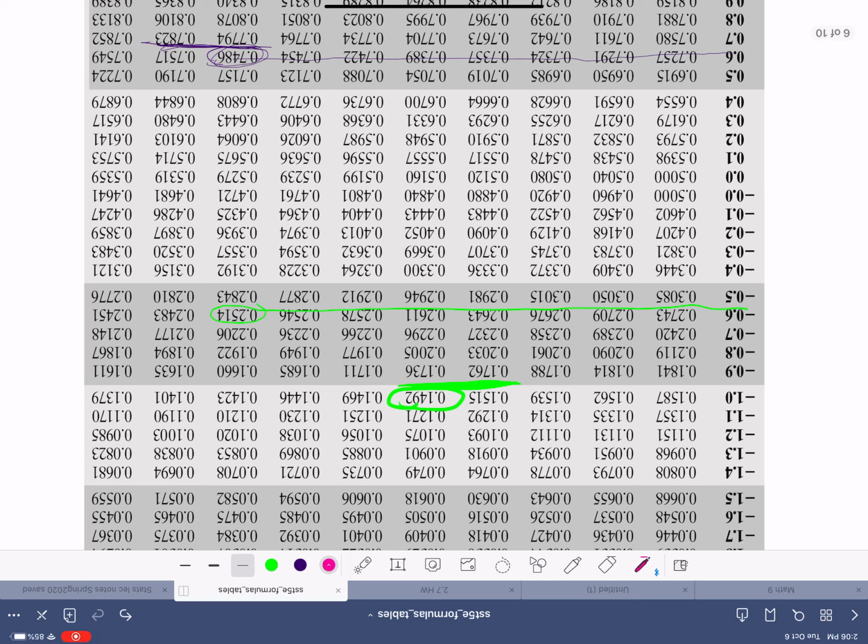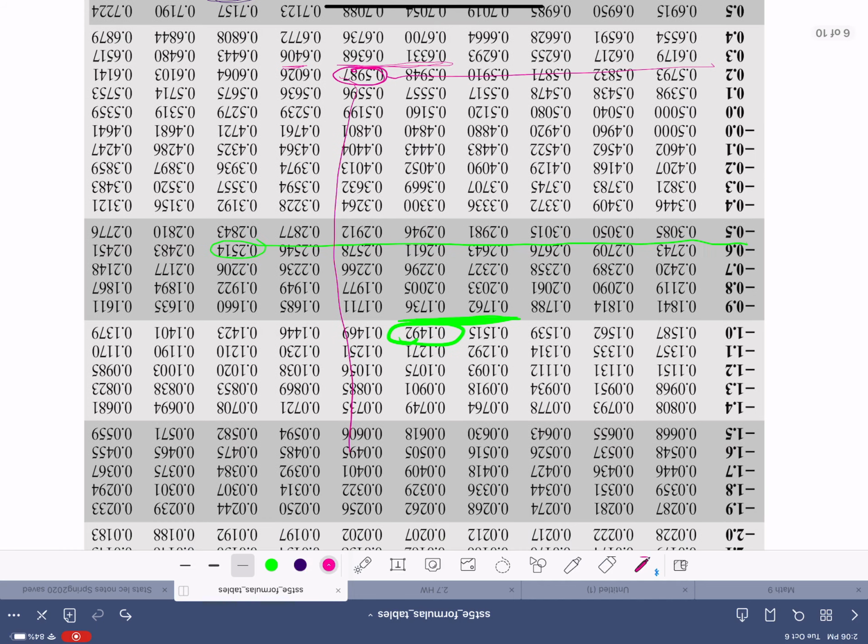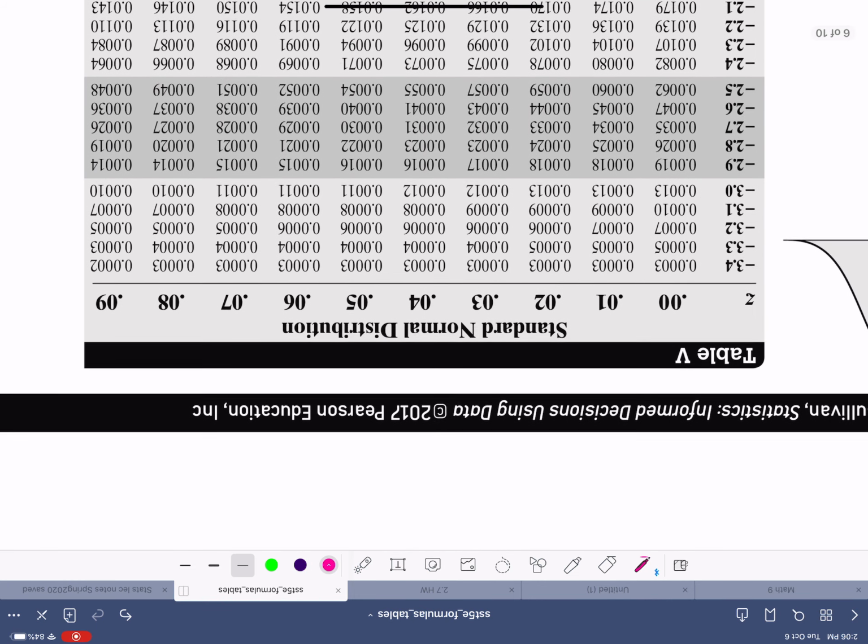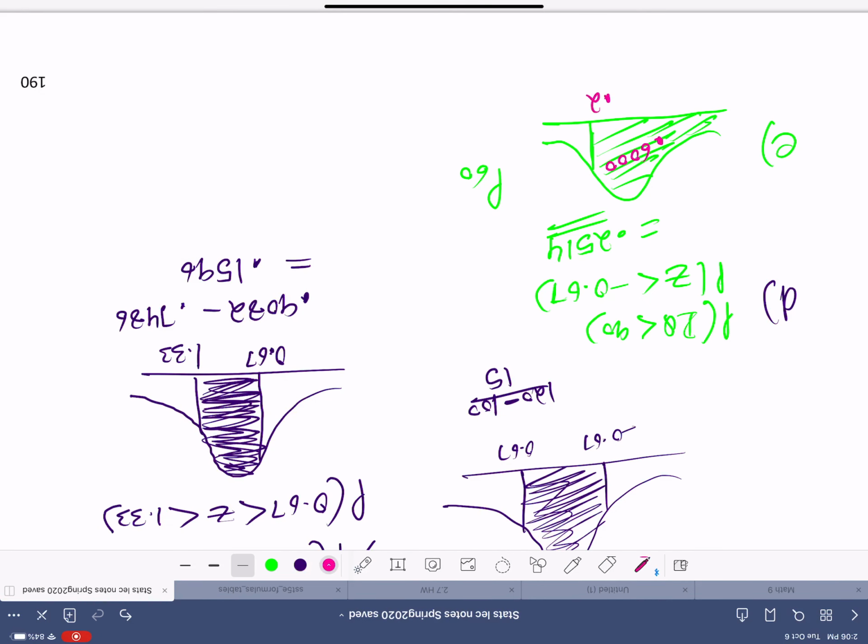0.6000 looks like this one. Looks like this is the closest, which is 0.25, I believe. So my z-score turns out to be 0.25. 0.25 is the z-score that has 60% area to the left.